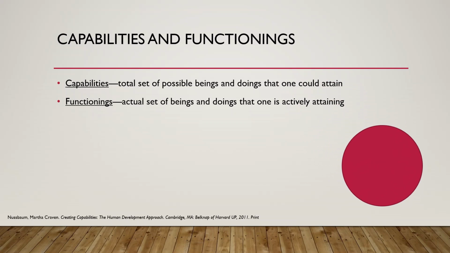One's capabilities are the total set of possible beings and doings that one could attain. One's functionings, on the other hand, are the actual set of beings and doings that one is actively attaining from their possible capabilities. Each functioning that one possesses contributes to his or her well-being.